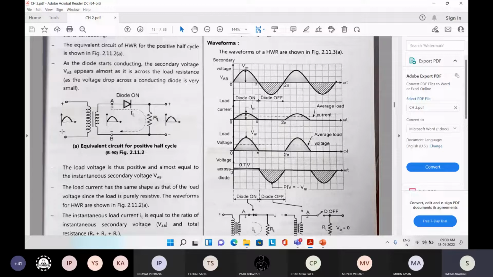Whatever you give at the input, the peak to peak voltage. It may be 1 volt peak to peak, or 2 volt peak to peak, or 3 volt peak to peak. Whatever input is given, the output side is the input voltage peak to peak minus the diode voltage of 0.7 volt. Okay, got it? In the positive half cycle.